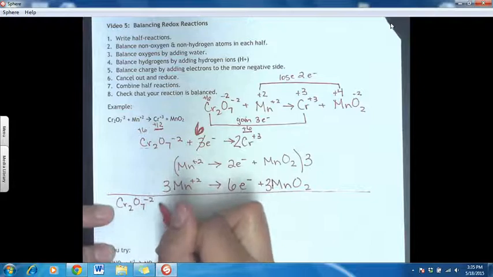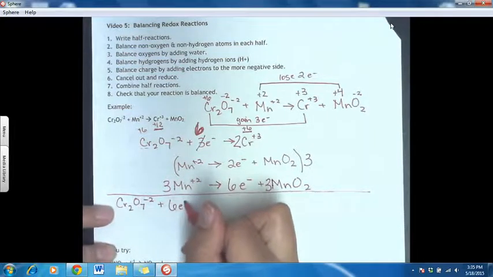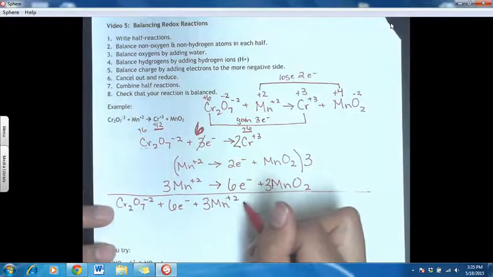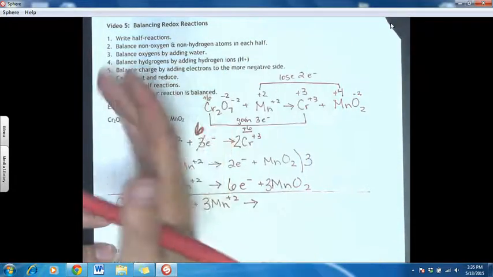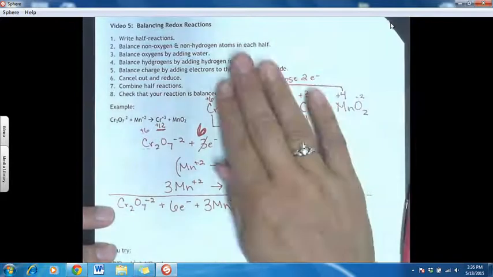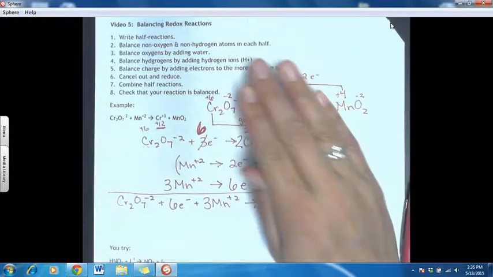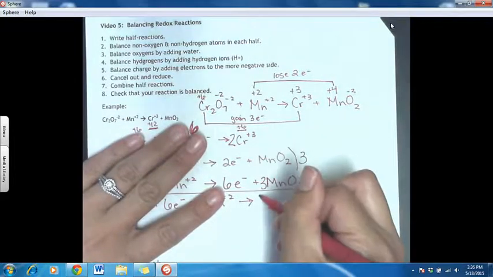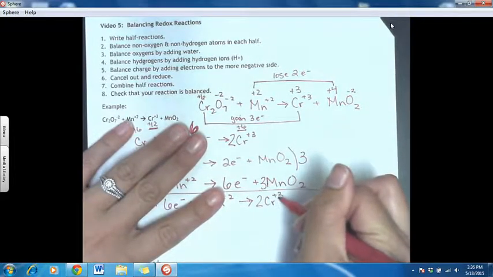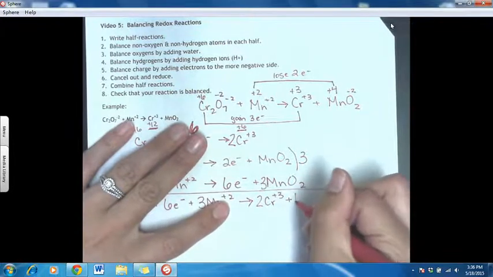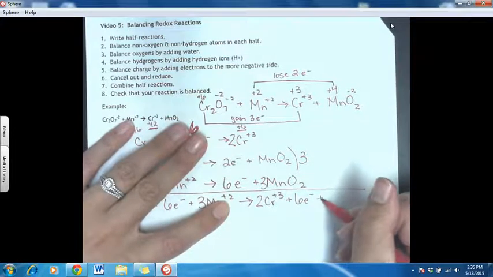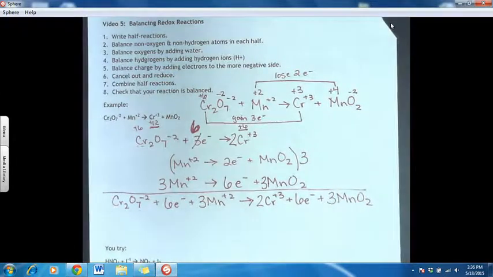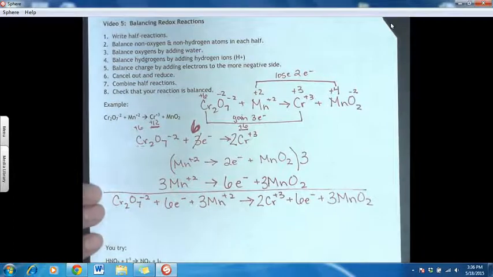Cr2O7 -2 plus 6 electrons plus 3 Mn +2. That's everything from this side of my reaction. I put it all together down here. And now on my right side of my reaction, I have my 2 chromium. I have my 6 electrons and my 3 MnO2. Okay. So that part should be review.